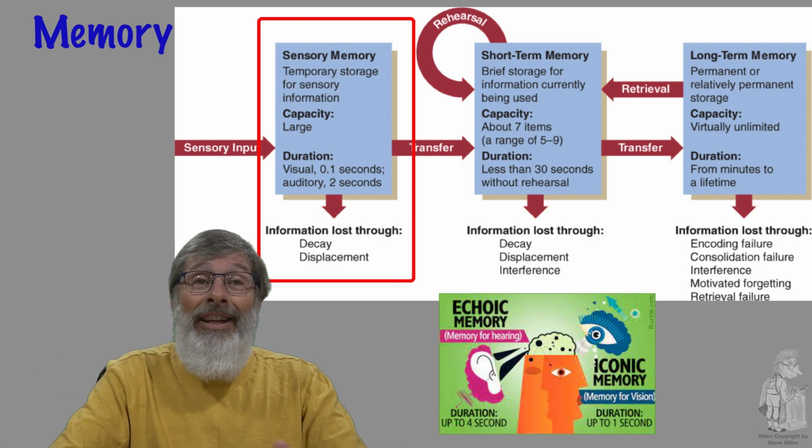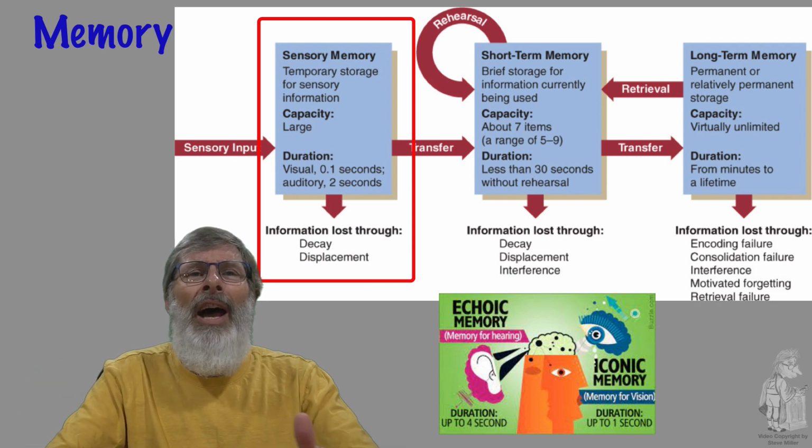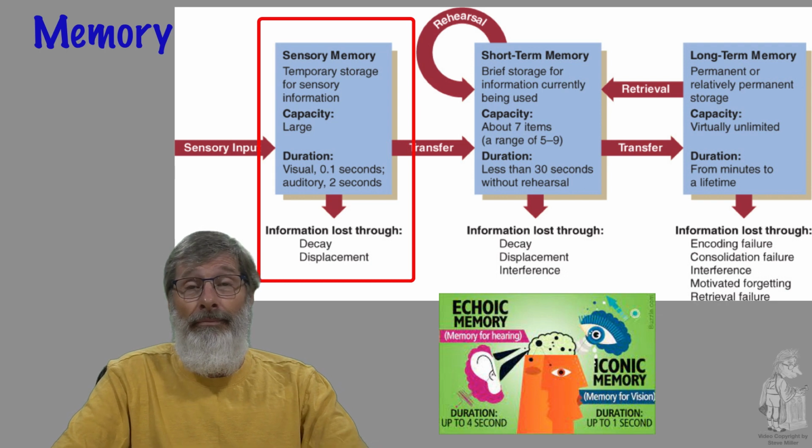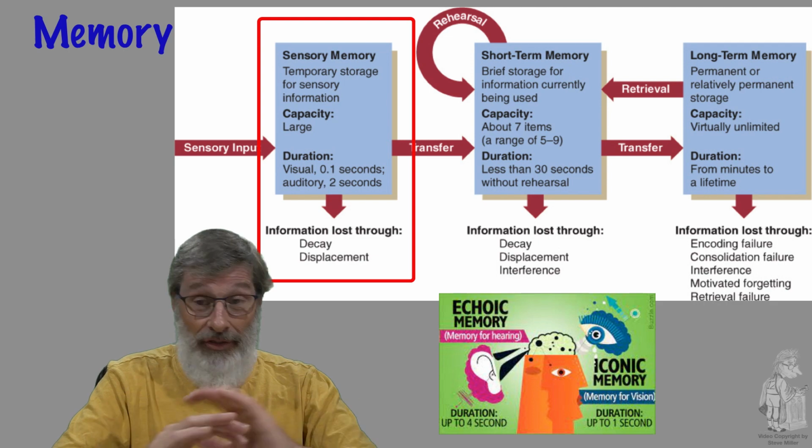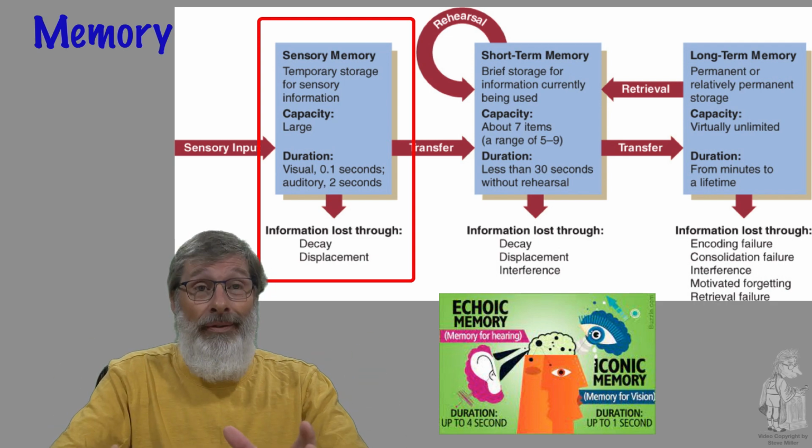So by selecting and attending to certain stimuli, we sort them out from the background noise. So that's the first part of sensory memory, is to get to what's most important.